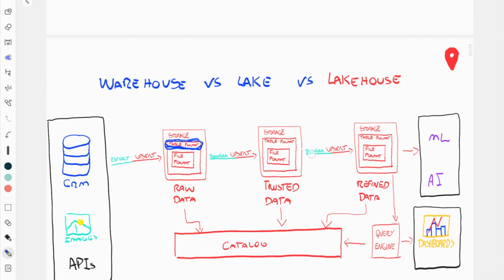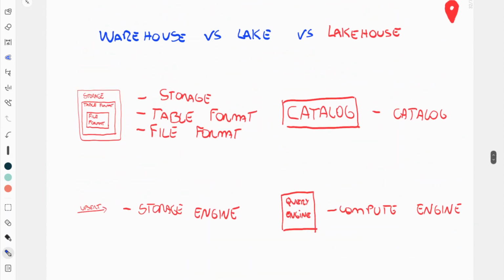transactions because of it. So here we decouple a little bit more. We have something that we didn't have before on data lakes, that is the storage engine. And let's remember that storage engines are the ones that are able to do ACID compliant transactions. And you have here also not only storage and file format, but you have also table format.